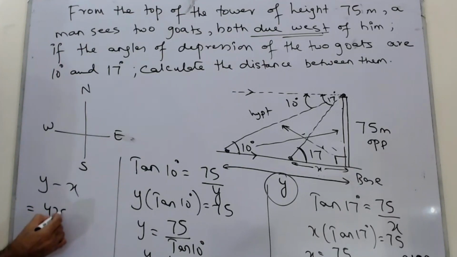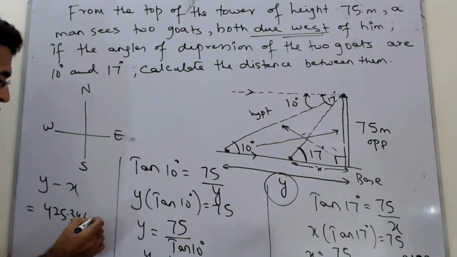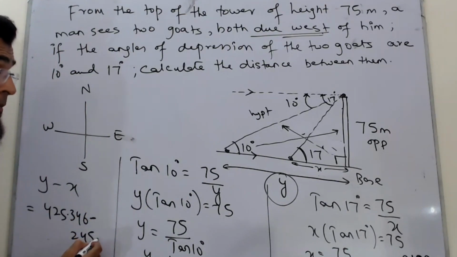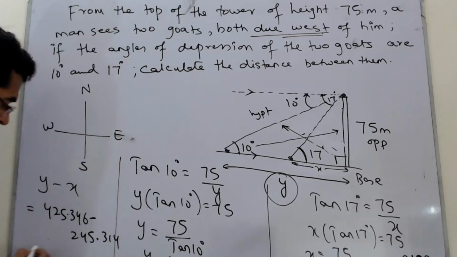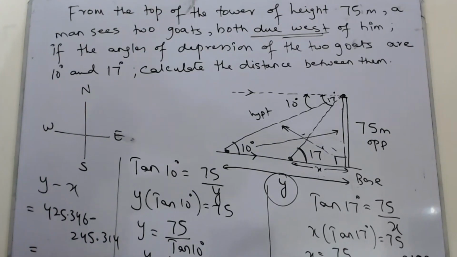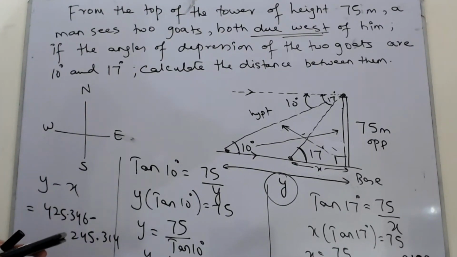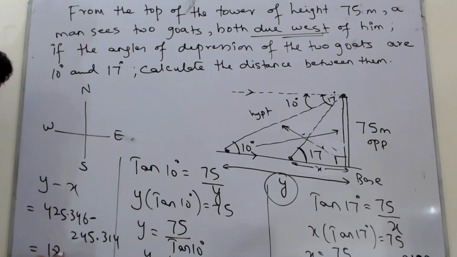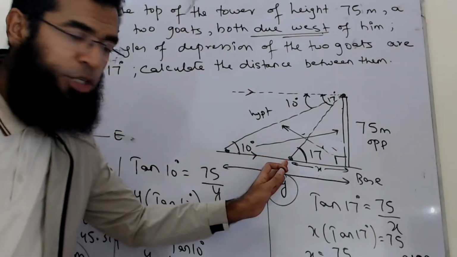So 425.346 minus 245.314, and this would give you 180, right? So 180 meters to 3 significant figures. So this is the distance between the two goats.